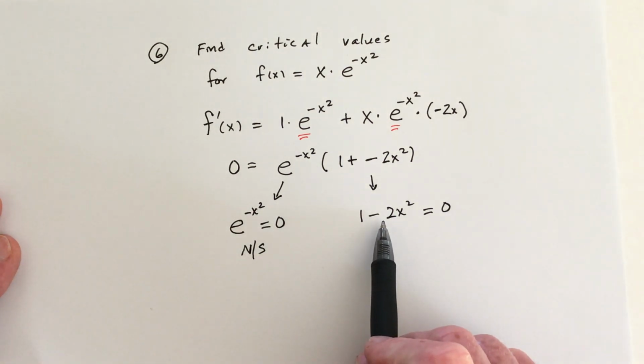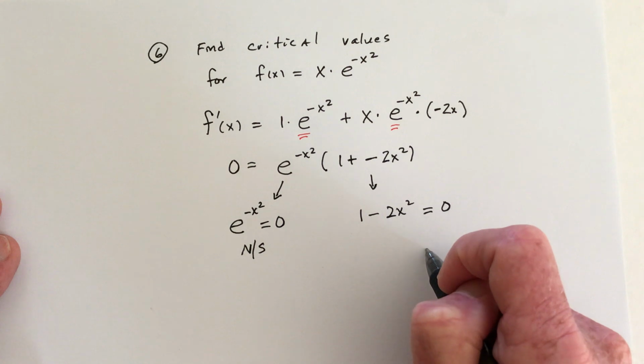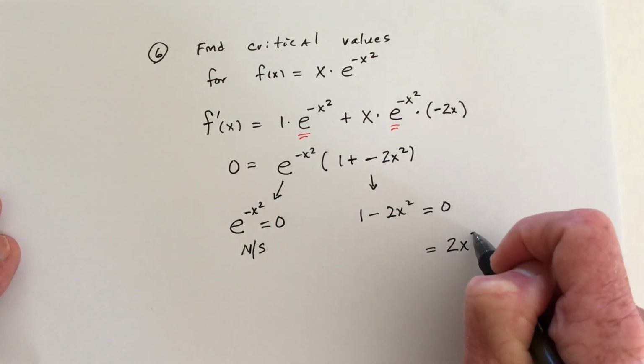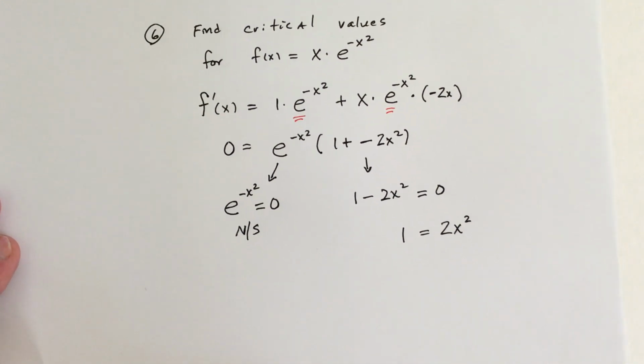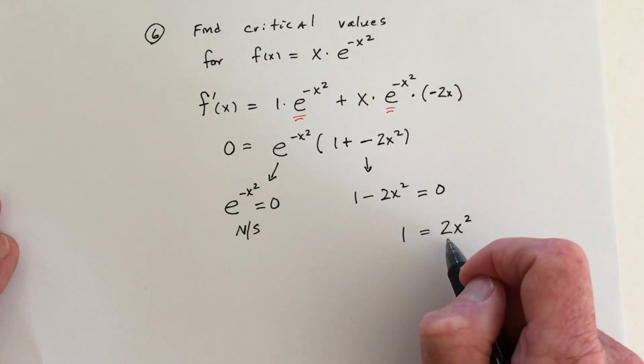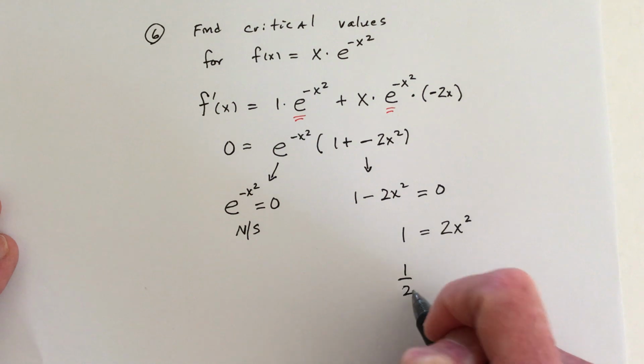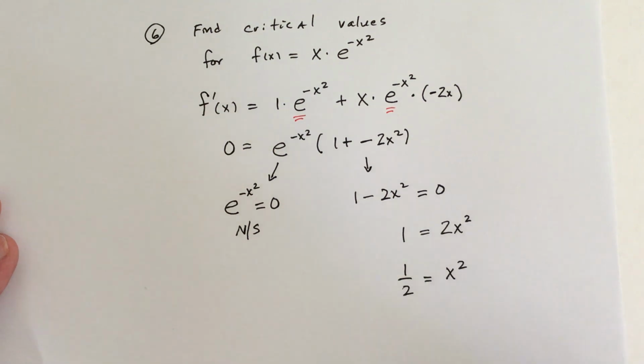So I would take this negative term and move it to the right side so that on the right it becomes a positive 2x squared, and then there's only the 1 on the left. And then just 2 more steps, divide both sides by 2. So x squared equals a half.